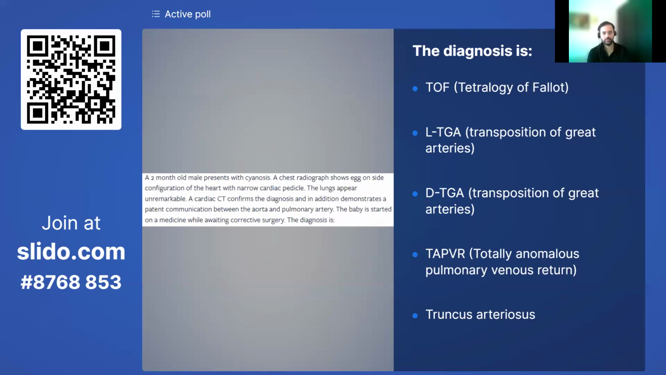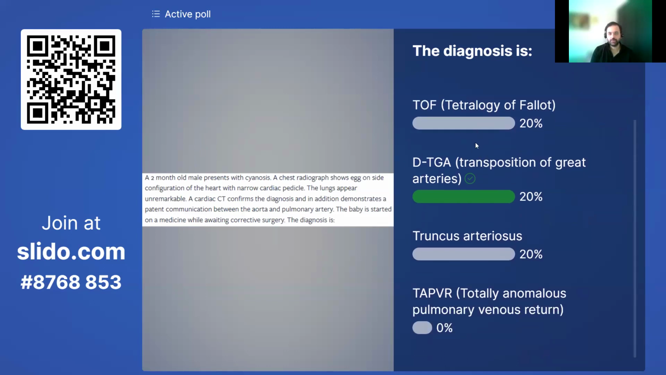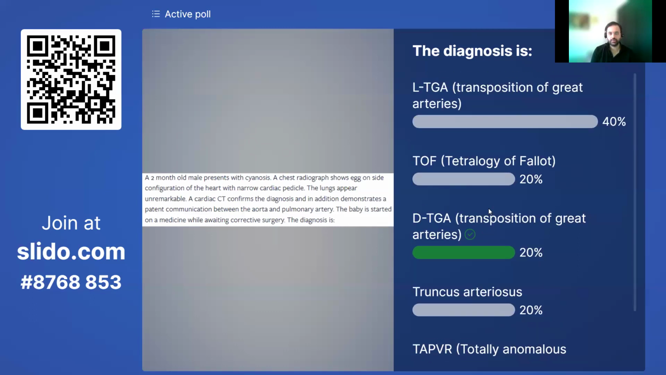Right. And why do you think it's not the LTGA? Doesn't LTGA present later? Okay. All right. So your approach is right. And can we show the polling results now, Becky? You just move to the next slide and it'll show it. Right. I can do that myself. Okay. So DTGA is the right answer. And we have LTGA 40%, and some have written tetralogy. Nobody's picked TAPVR. Okay, so let's go to the explanation of this.